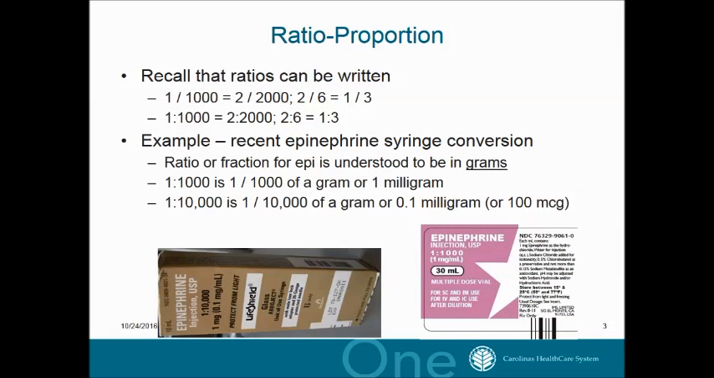Ratios are usually written as fractions or with a colon separating numerator and denominator. The recent switch from ratios for epi and lidocaine caused some confusion, but it was really just a change from using the colon ratio to the actual strength of the drug to minimize confusion, particularly for pediatric dosing. The former ratios refer to the fraction of grams per mil, so 1 to 1,000 is 1 milligram per mil, and 1 to 10,000 is 1/10 of a milligram per mil.